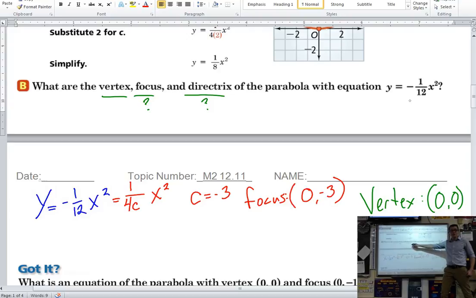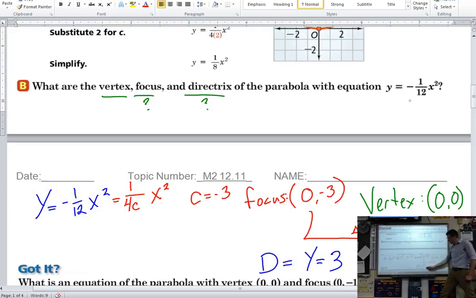If we then want to find the directrix, we said the directrix is that distance between the vertex and the focus, but on the opposite side of the parabola. We're good now. So how far is between the focus and the vertex? 3. That distance is 3, so that's a change of 3. So my directrix is going to be at the line y equal to 3, because it's that continuous line out.